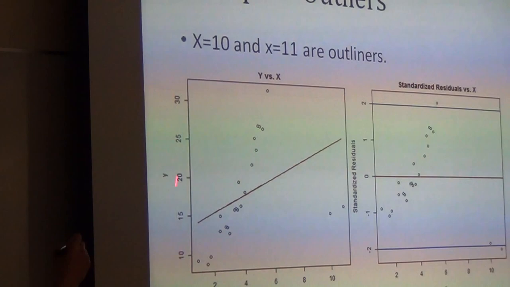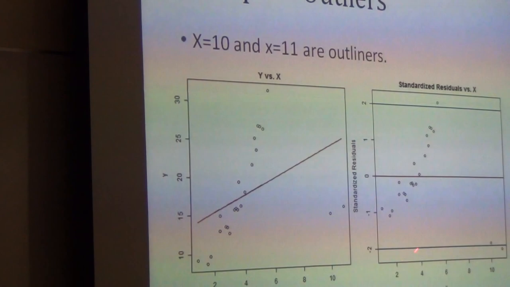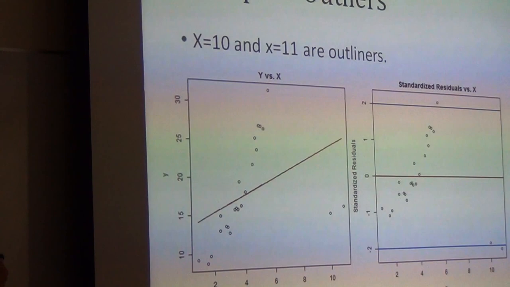But sometimes it may not be clear, especially when there are a lot of observations around there. Then you can use standardized residuals versus X. What you can see is the -2 and +2. If a point is outside of this blue line, then it may be an outlier. But in our example, our true outliers are these two, and one of them is inside -2, but pretty close to -2. And then the other one, the last one, is here.